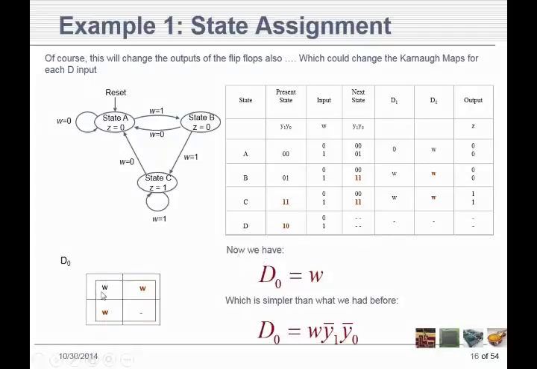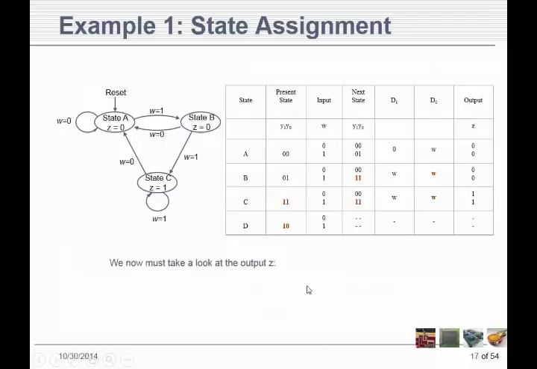Now with this, the 3 W's and an I don't care, I can say D0 is W, which is a lot simpler than we had before. So making this one change in my circuit made my circuit a lot simpler. It didn't have all those AND gates there. It just had D0 is equal to W.